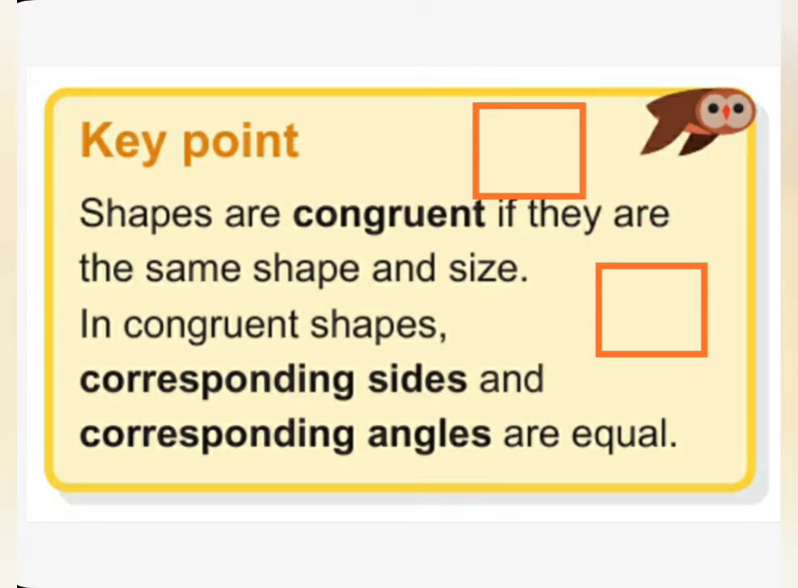So it means in congruent shapes, the sides and the angles are equal. So the corresponding sides and angles are equal. And this is the meaning of congruent. It means the same shapes with the same sides and the same angles which are corresponding to each other. Now let me give you a question so you can understand more the meaning of congruent.